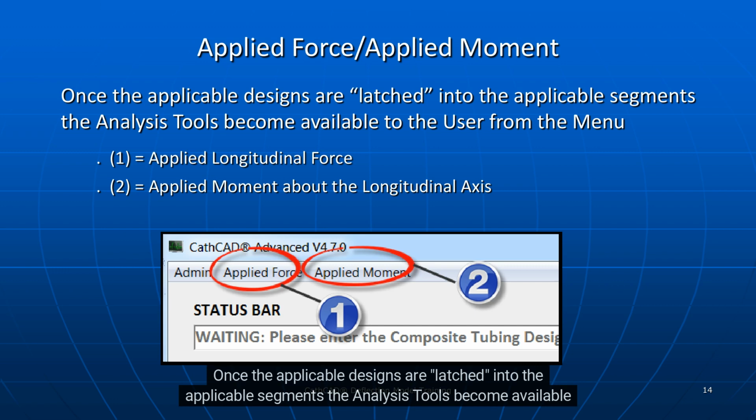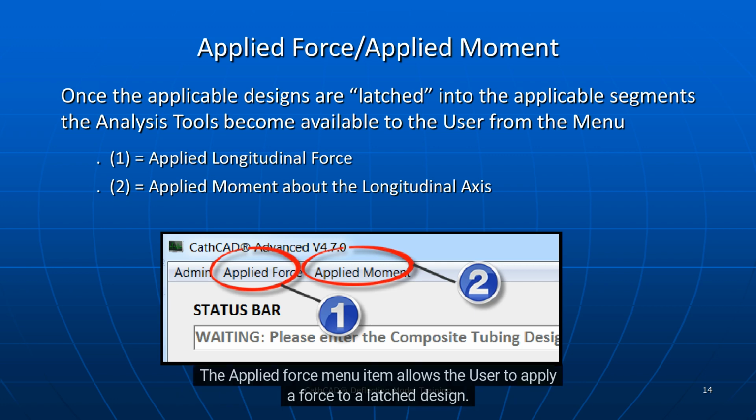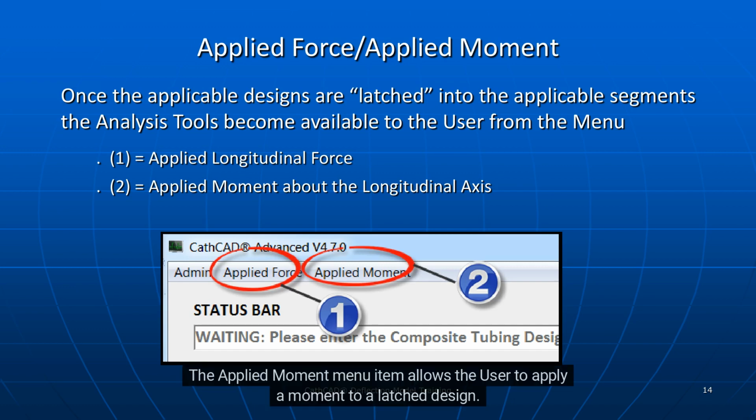Once the applicable designs are latched into the applicable segments, the analysis tools become available to the user from the main menu. The Applied Force menu item allows the user to apply a force to a latched design. The Applied Moment menu item allows the user to apply a moment to a latched design.